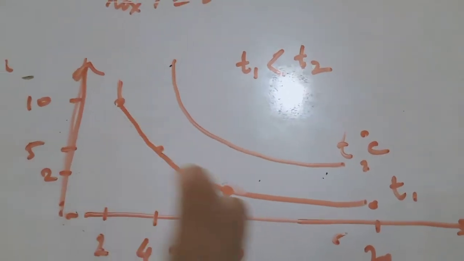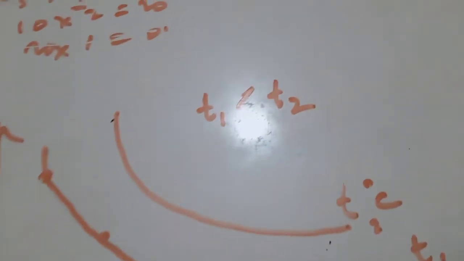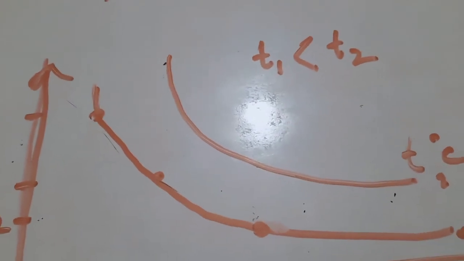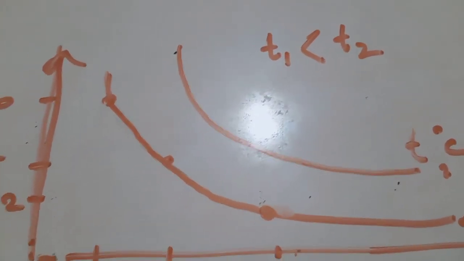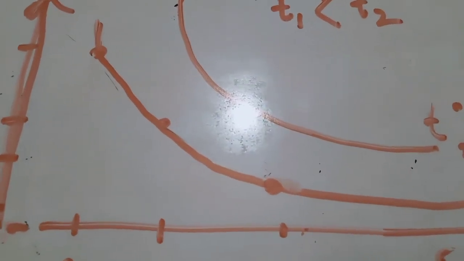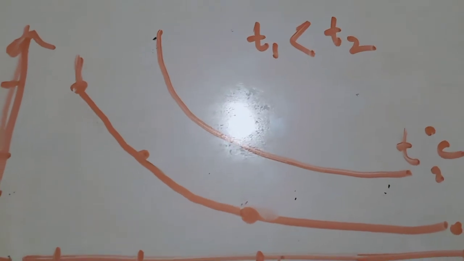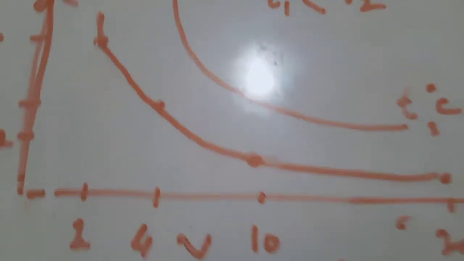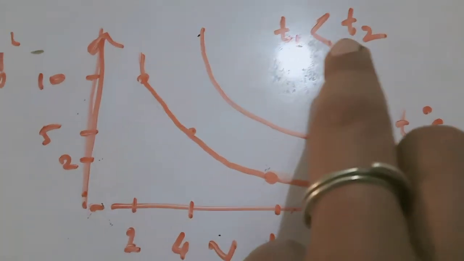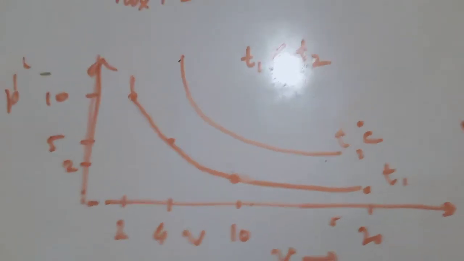If you join these points together, you will get a graph in this manner. It is known as a rectangular hyperbola. So at constant temperature, the volume and the corresponding pressure of a given mass of any gas can be determined. Now when plotted, you will get a graph of this nature for a constant temperature. If the temperature is increased to T2, the graph will be raised a little.